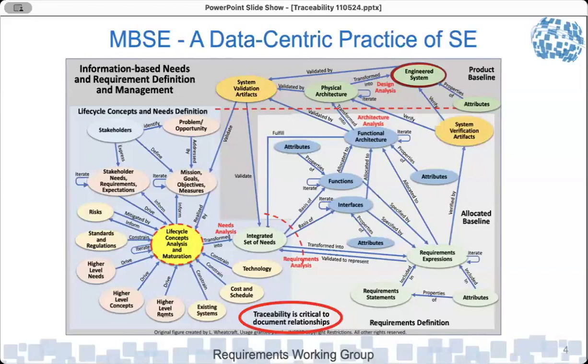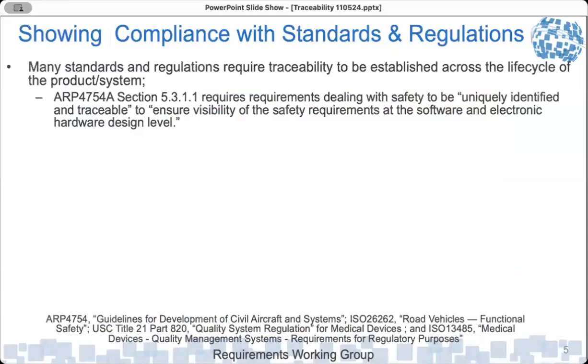An artifact is any combination of data and information that's generated as part of developing the product across the lifecycle. The lines show the relationships, and traceability is critical to documenting these relationships. The importance of traceability has been amplified for highly regulated products and industries. The standards and regulations call out the need for traceability.